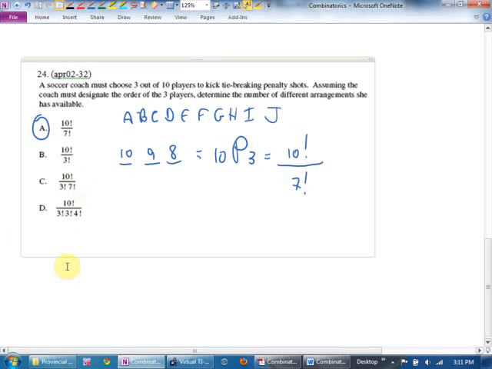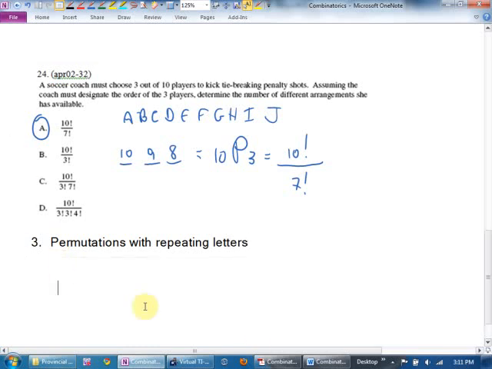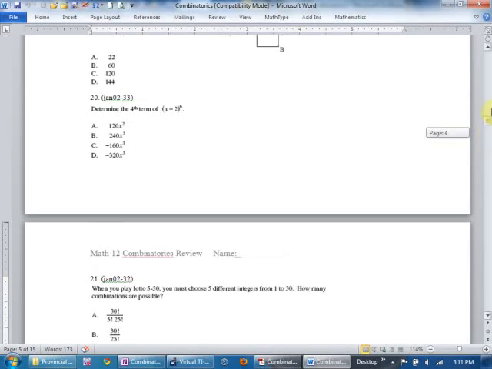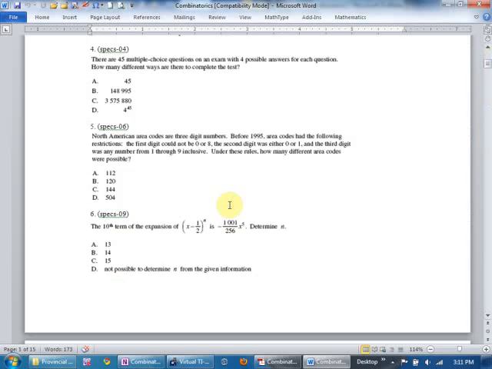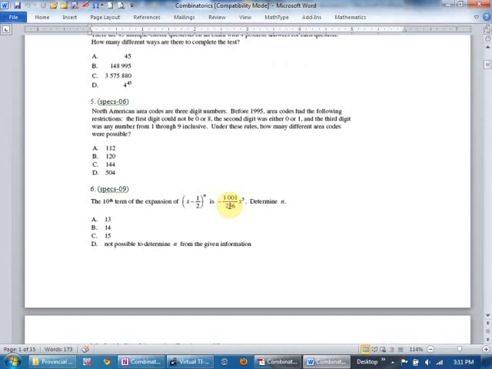Then we did permutations with repeating letters. Go back to the beginning of this review. Let's find some with repeating letters. By the way, number five, North American area codes. I'm pretty sure that's going to be a fundamental counting principle, drawing out the blanks and filling them in carefully. Because it says the first digit could not be a blah, blah, blah. The second digit, the third digit. Yeah, you know what? That's going to be how many choices for each one.